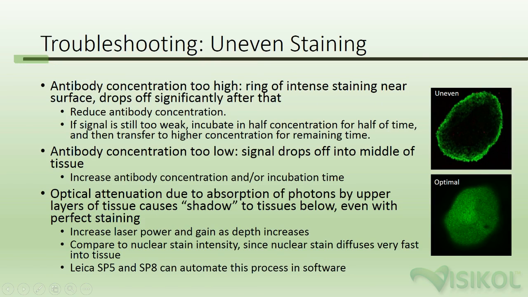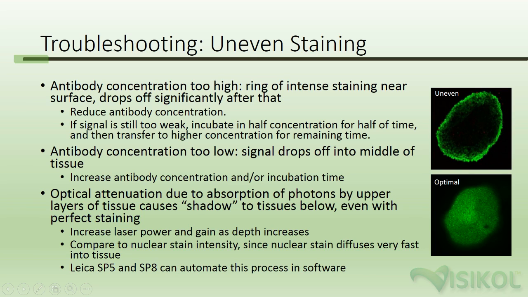Troubleshooting. What do you do when you get uneven staining? If your antibody concentration is too high, a ring of intense staining near the surface can be seen, followed by a significant drop-off in the intensity towards the inner parts of the tissue. The solution is to reduce the antibody concentration. If the signal is still too weak, incubate in half the concentration for half the time, and then transfer to a higher concentration for the remaining time to avoid antibody getting held up in the outer layers.